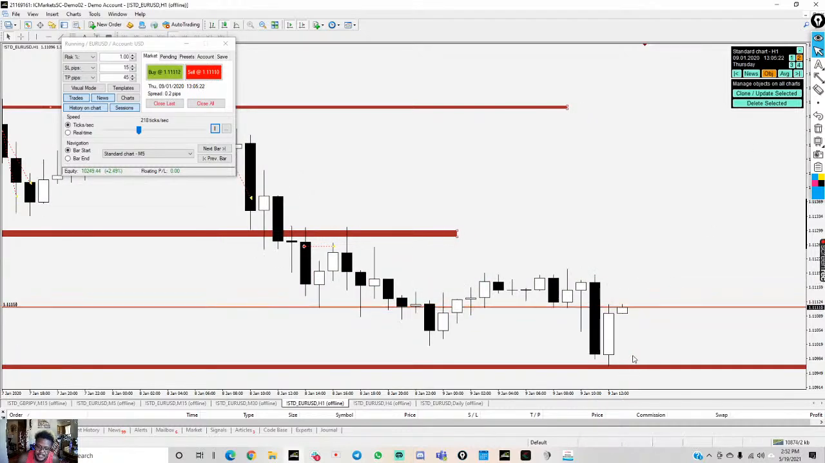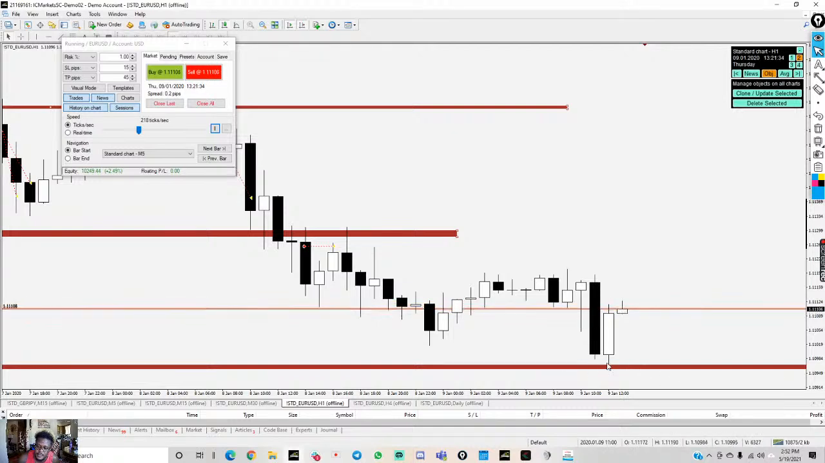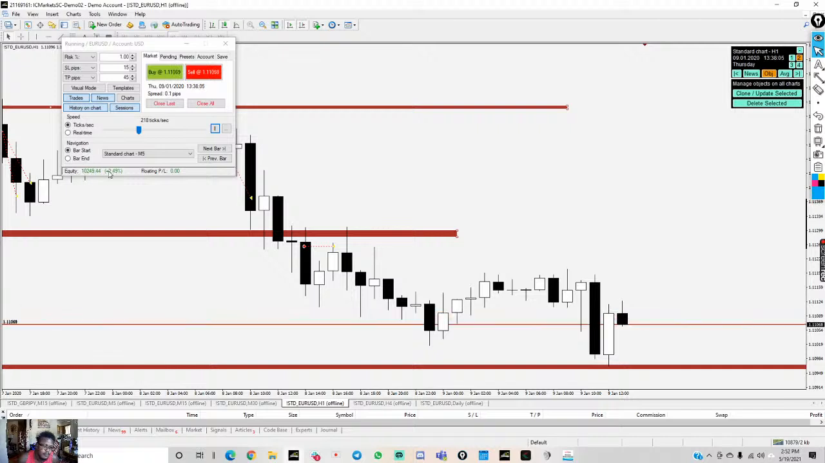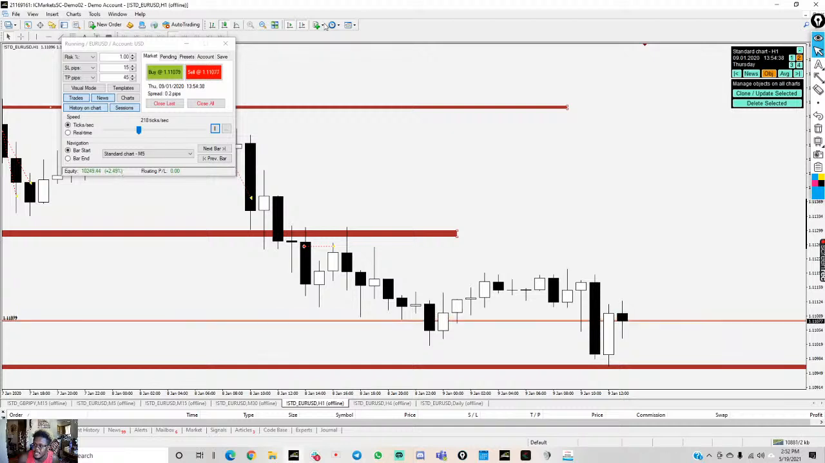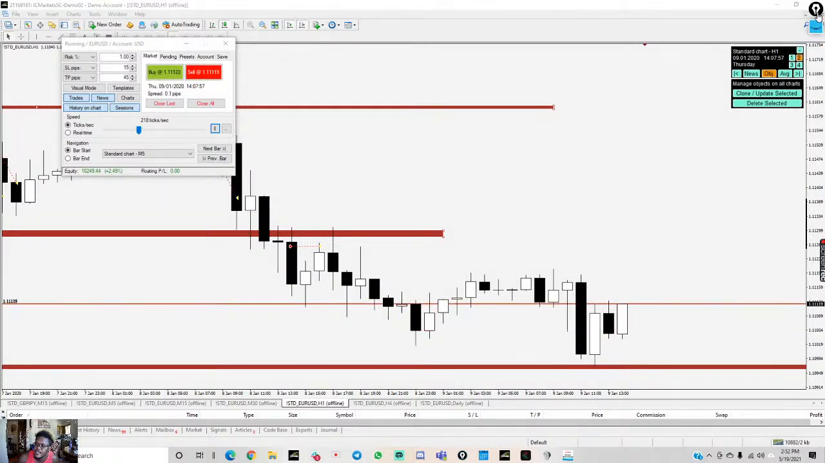And you can get there eventually. As I can see, we pushed down to our support area here, but it is what it is. So we're still up 2.49% for the week, which is pretty okay. So I'm going to call it here, guys.